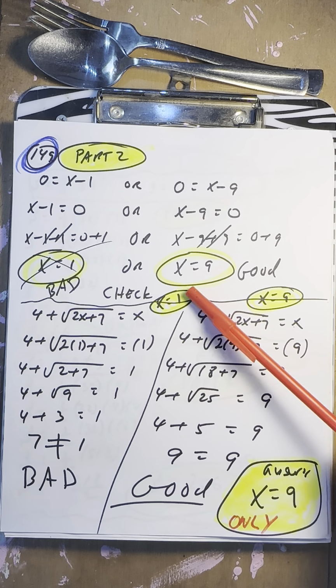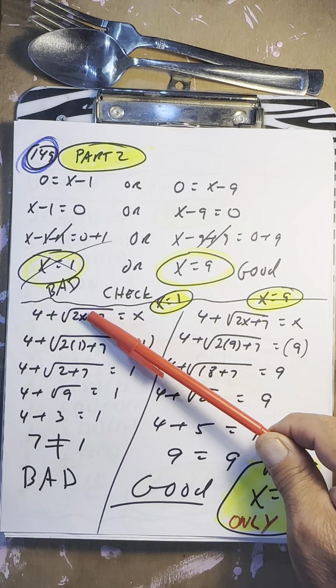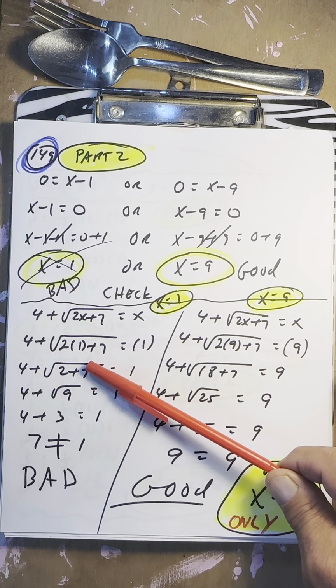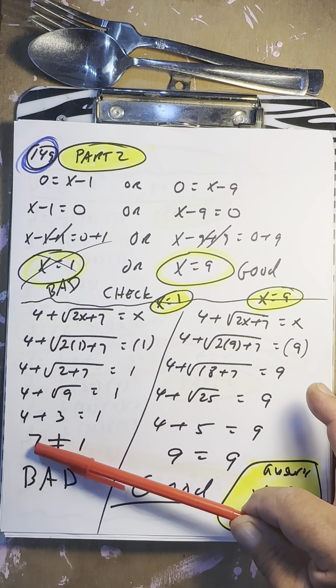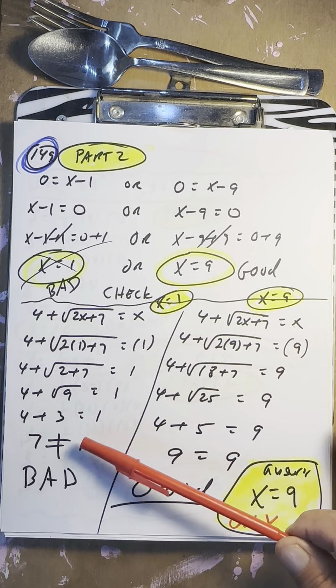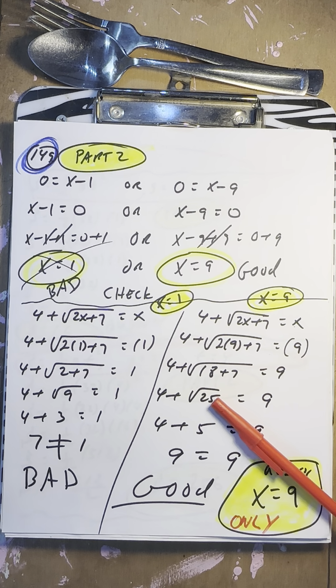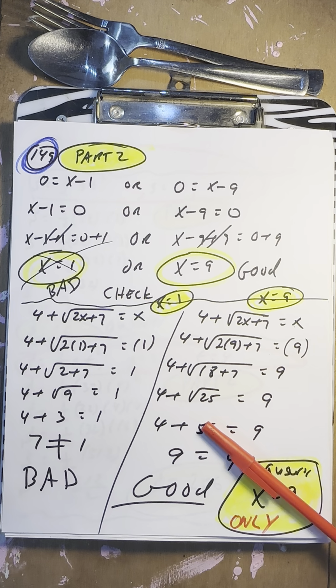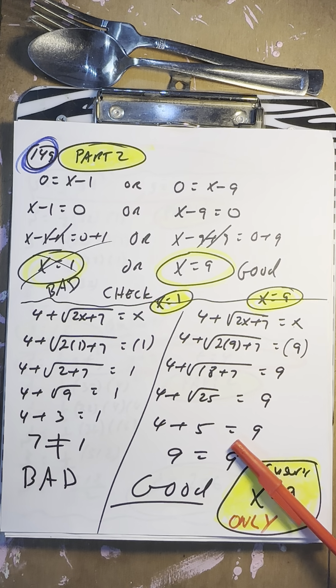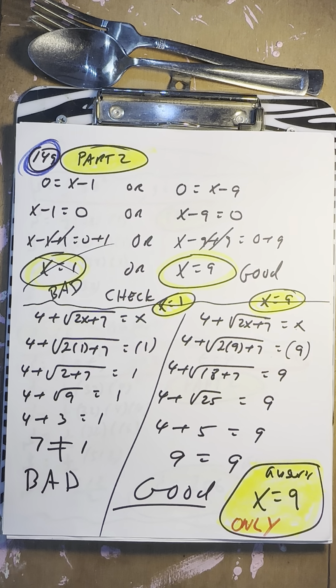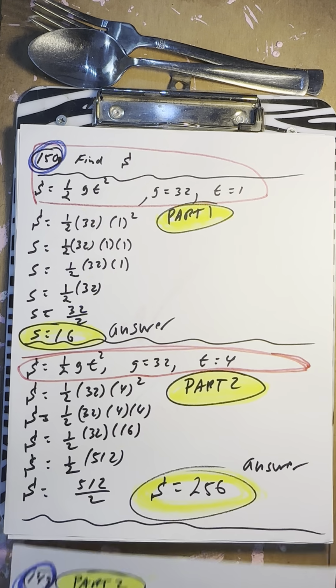Check them. Let's try the 1. Put the 1 in there. The original problem, 2 times 1 is 2 and 7 is 9. Square root of 9 is 3. 4 and 3 is 7. Oh, it's not going to be 1. Bad. Put a 9 in there. 2 times 9 is 18 plus 7 is 25. Square root of 25 is 5. 5 and 4 is 9 and 9. Yes, that works. So the only one that works is 9.